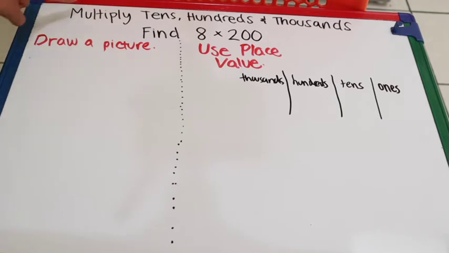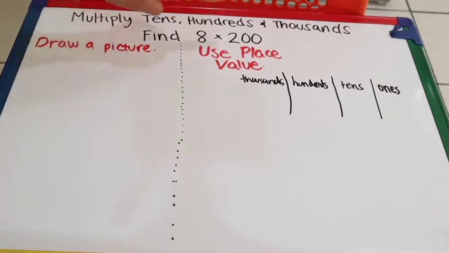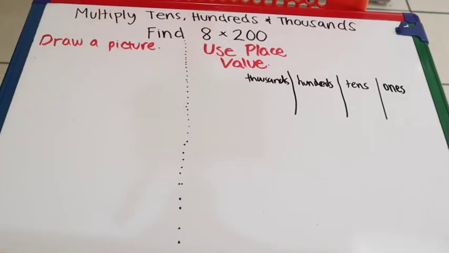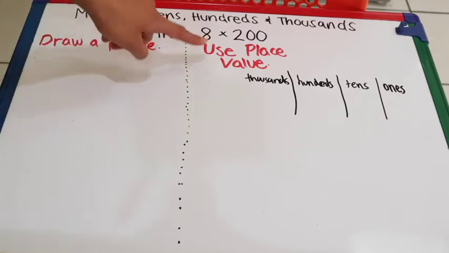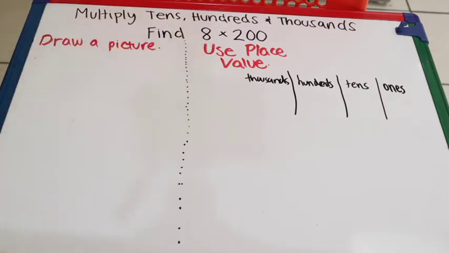Let's start with multiplying hundreds. Our first example is finding 8 times 200. I'm going to be showing you two different ways of showing your work. One of them is to draw a picture. The other is using place value. Let's start with drawing a picture.